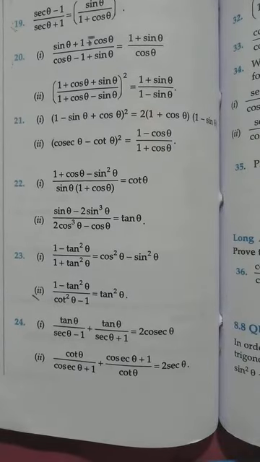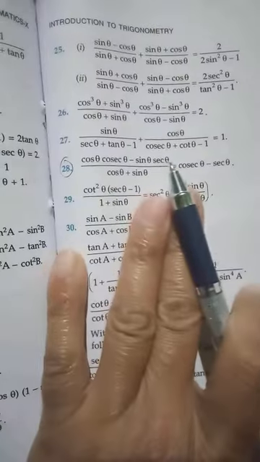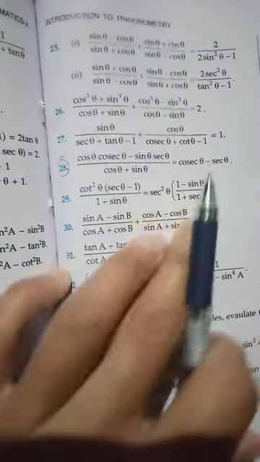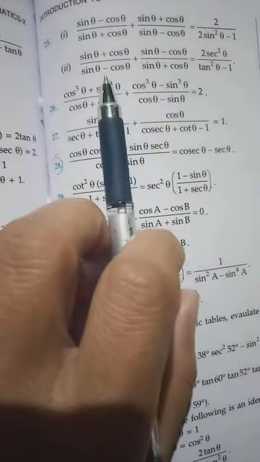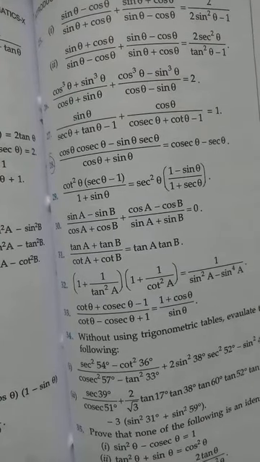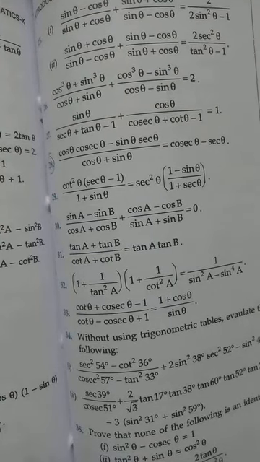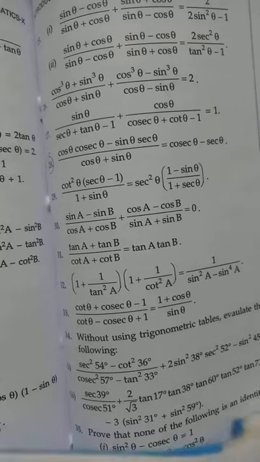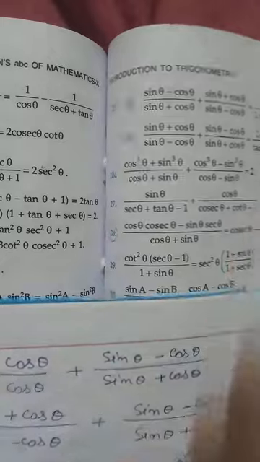We will move on to the next question, 25 2. Here also similarly, we have the ratio of sine minus cos, sine plus cos. We want to get 2 sec theta by tan square theta minus 1. Here also we don't have square, so we cannot apply the identity. That means since we have fraction with plus, let us find the LCM.